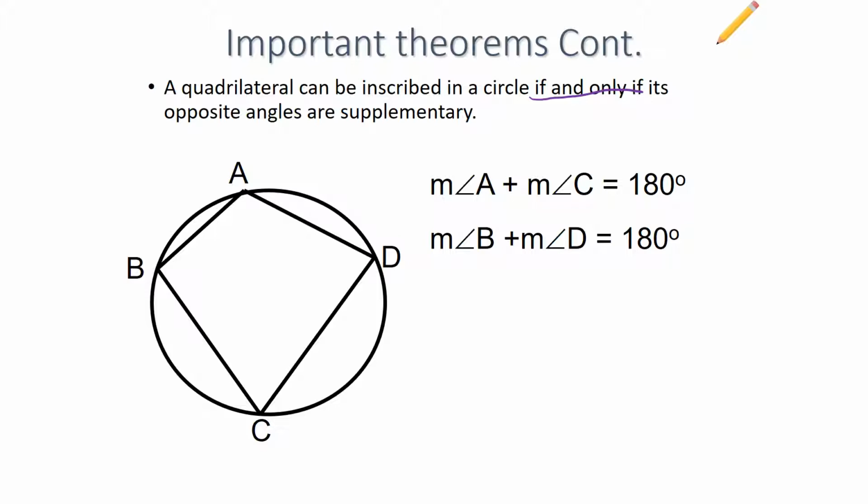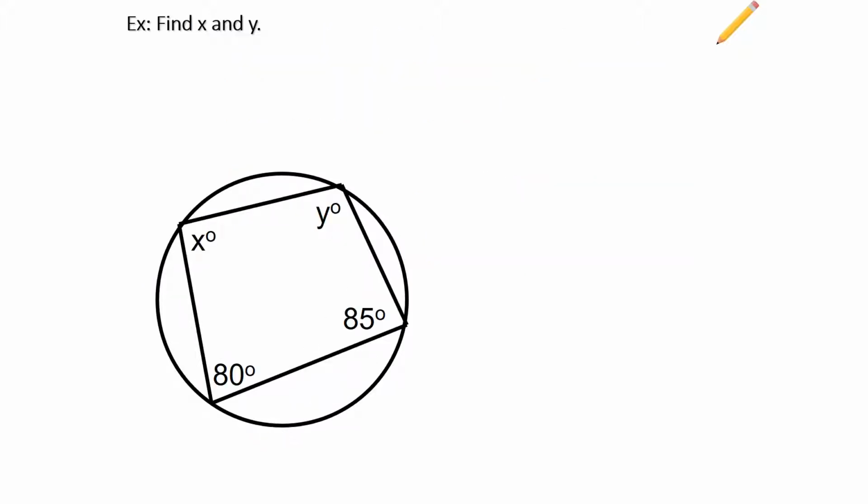And if we have a quadrilateral already inscribed in a circle, we can assume that its opposite angles are supplementary. So angle A and angle C are opposite of each other, so those two things added together will give us 180. Angles B and D are opposite each other, so those two things added together equal 180. So let's look at some examples with that theorem.